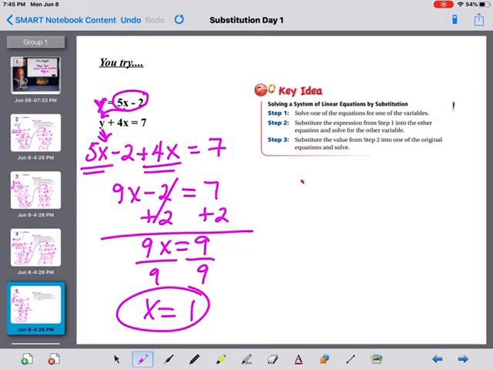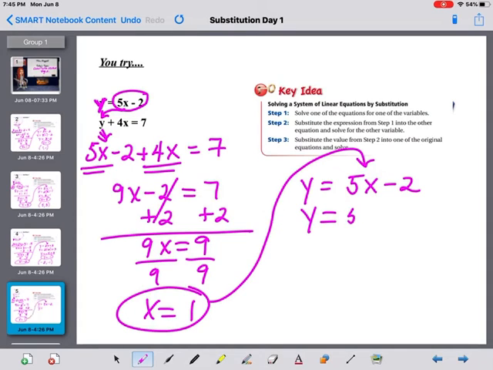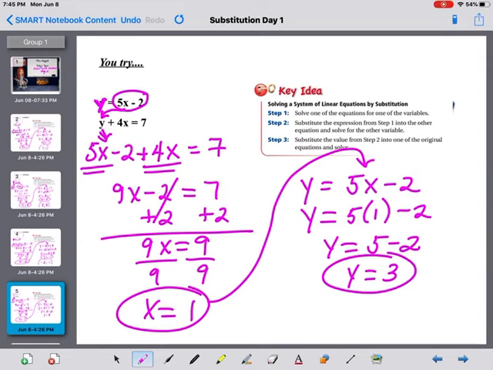x is equal to 1. I still need to solve for y, so I'm going to use the top equation to do that. I'm going to substitute in the 1 that I just found for x. And I wind up with y equals 5 minus 2, or y is equal to 3. So my solution is 1, 3.